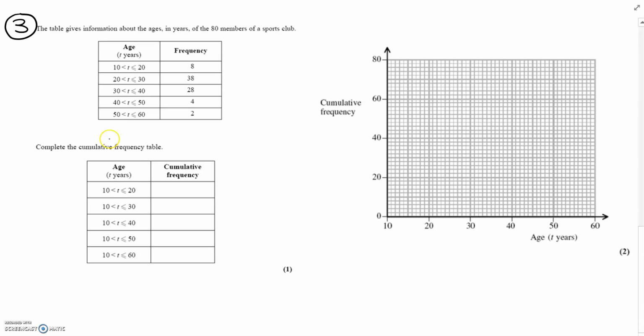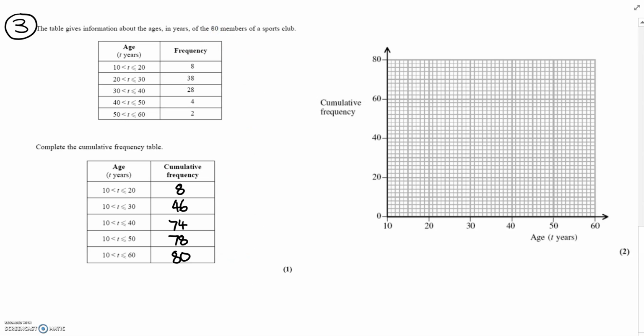So complete the table to start with, always the same. So we're going to take the first value for 10 to 20, that just goes into the table. And then we're adding up the frequencies one by one and entering each time into our new table. So 10 to 30, we add on the 38 to the 8, so that's 46. Then we add on the 28, 74, then we add on the 4, 78, and then we add on the 2, 80, and that's our final total. So we should just check that this total matches the total if they give it to us in the question, which they have done.